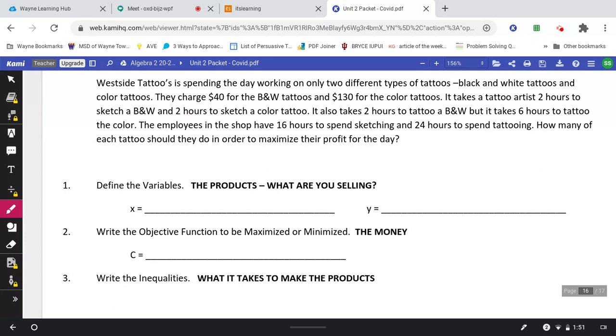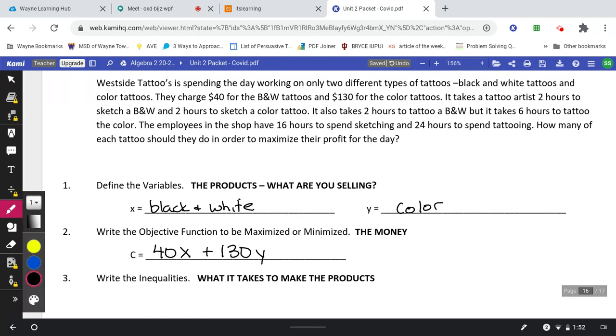All right, my variables are going to be black and white tattoos. That's one. And the other are the color tattoos. The objective function to be maximized is the money. So $40 for the black and white and $130 for the color.